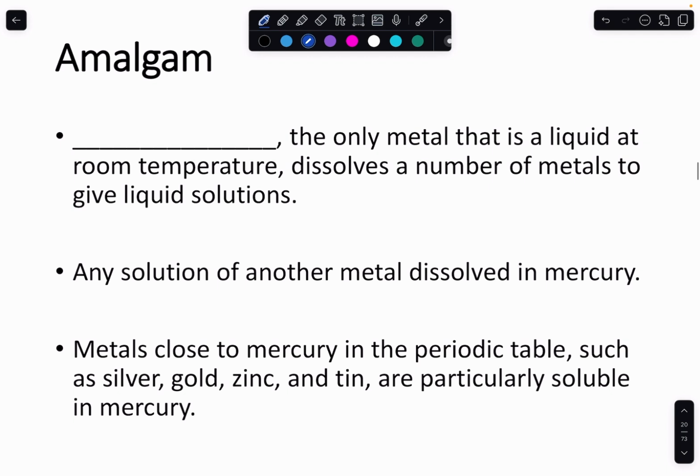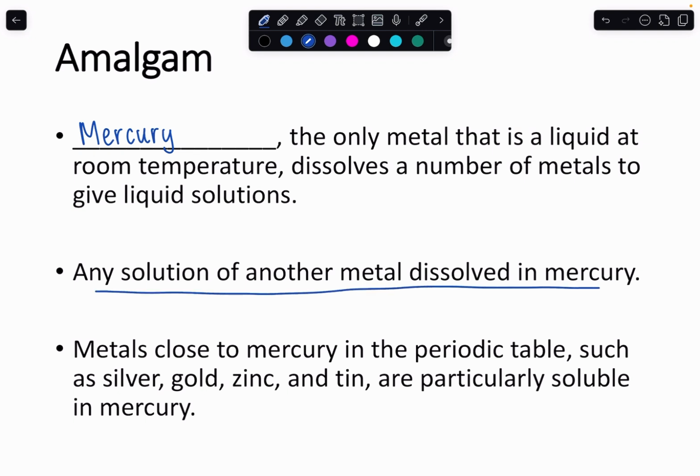A specific metal mixture that occurs with mercury is an amalgam. Mercury is element 80. This is the only metal that's a liquid at room temperature. It dissolves a number of metals to give liquid solutions, and those liquid solutions are called amalgams. So an amalgam is any solution of another metal dissolved in mercury. Metals that are close to mercury on the periodic table, like silver, gold, zinc, and tin, are all particularly soluble in mercury, just to give you some examples.